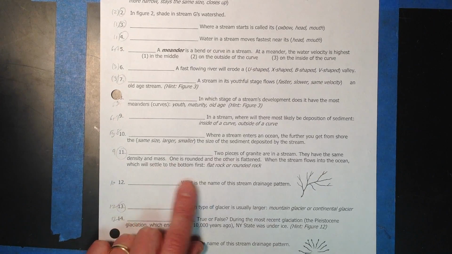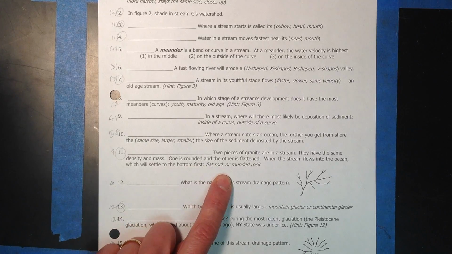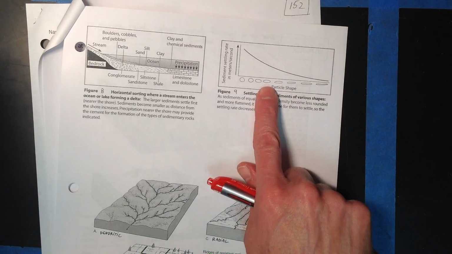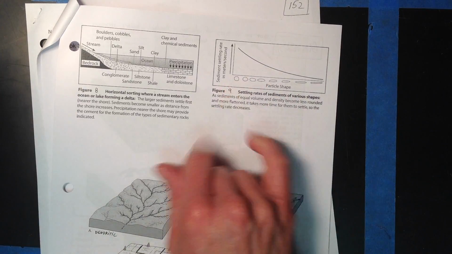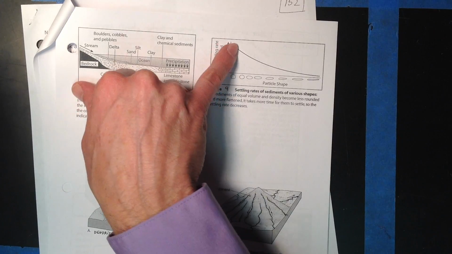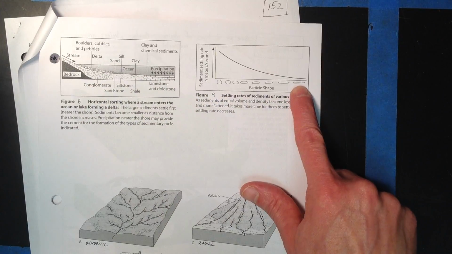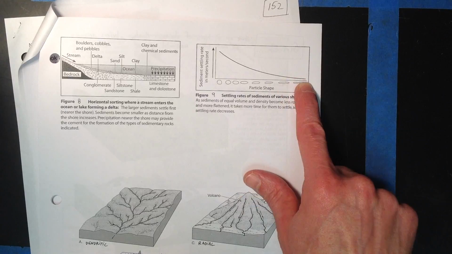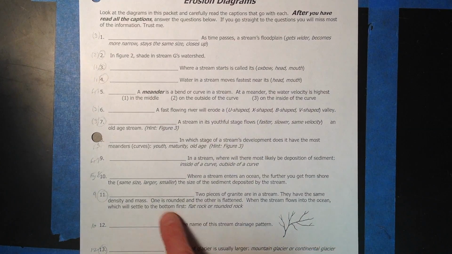Question 11: two pieces of granite are in a stream, they have the same density and mass. So is the flat or rounded one going to settle to the bottom first? This may not jump out at you, but look at this graph here. What it shows is that a rounder shape has a high settling rate, a high speed of settling, and a flatter shape will have a slower speed. So basically, which will settle to the bottom first? It would be the rounded rock.